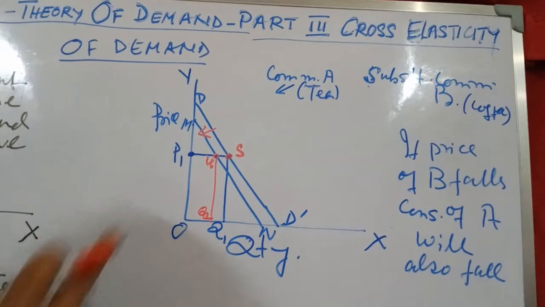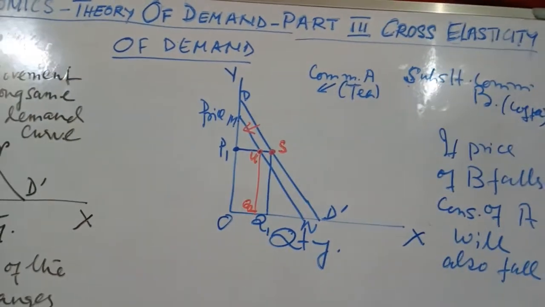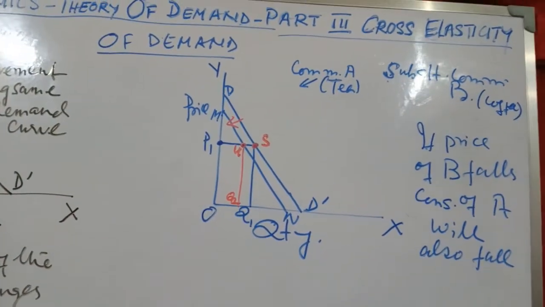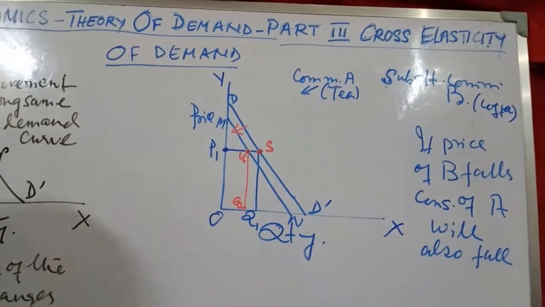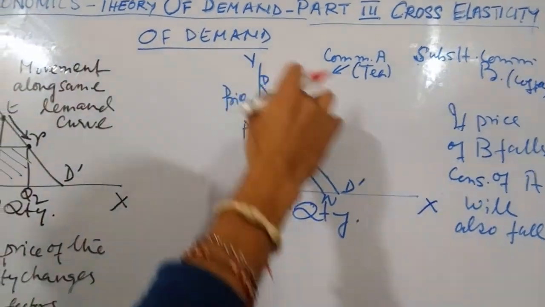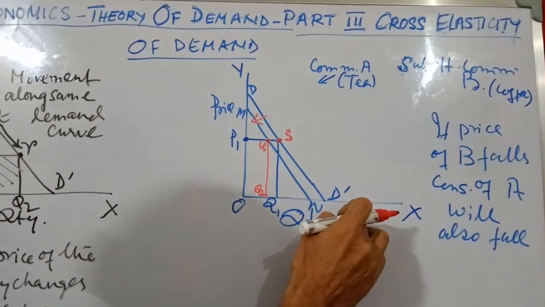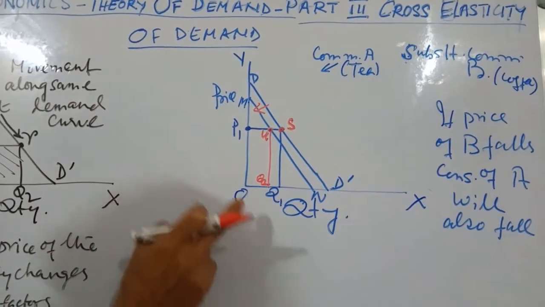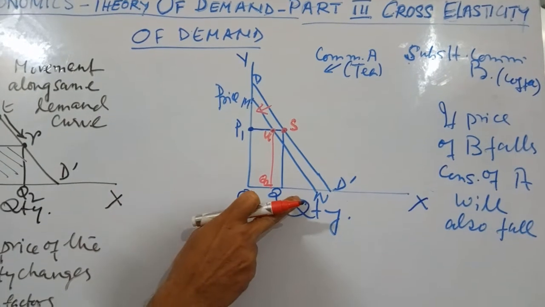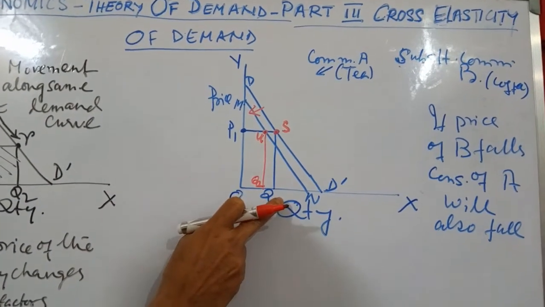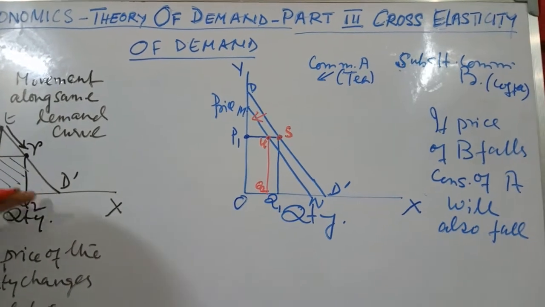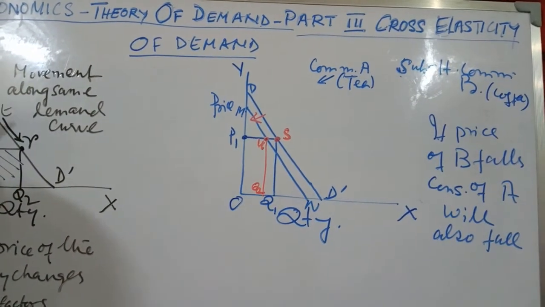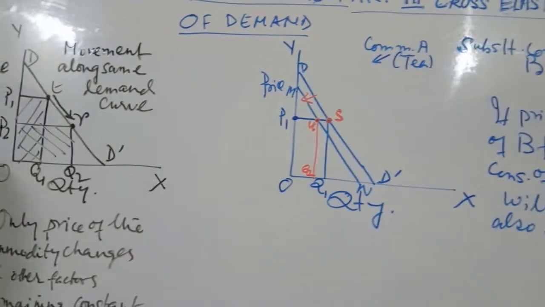Now you see, this movement has taken place in a different demand curve. D dash was the original demand curve. Now the consumer has moved to a different demand curve, Mn. Correct? Here we saw that the movement takes place in the same demand curve. This is called movement along the same demand curve.